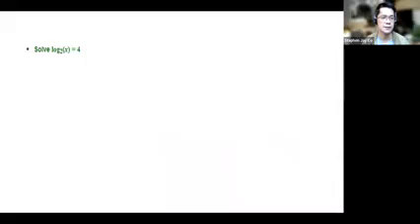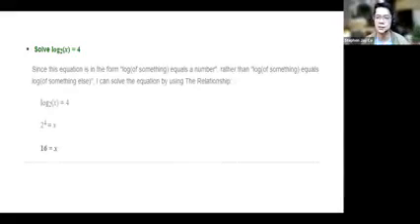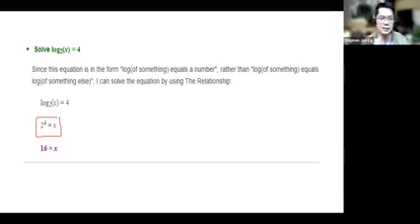Okay, so an example: log base 2 of x equals 4. Then convert it into exponential form. We can have it as 2 raised to 4 equals x. Simplifying that will give us 16.